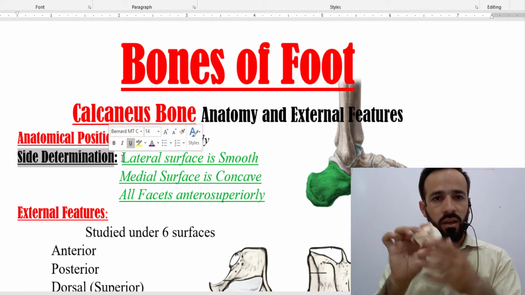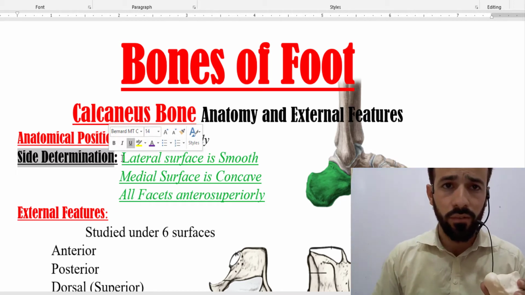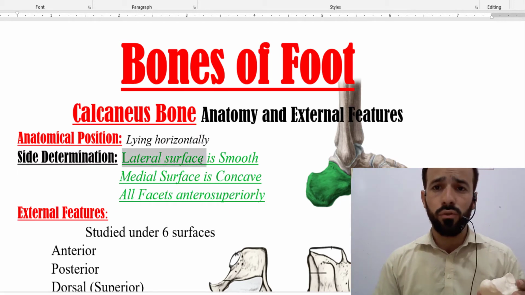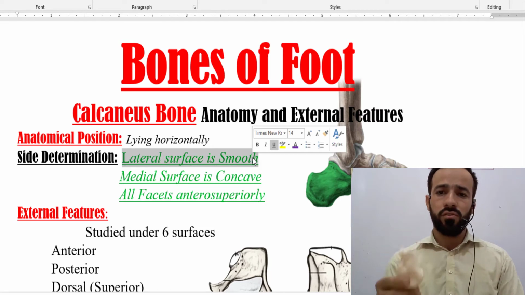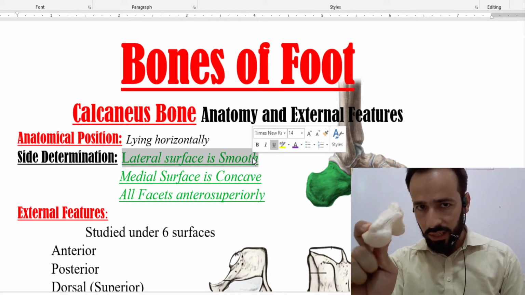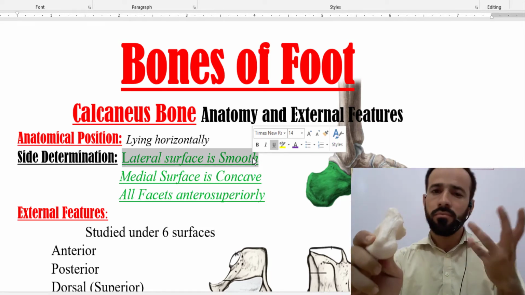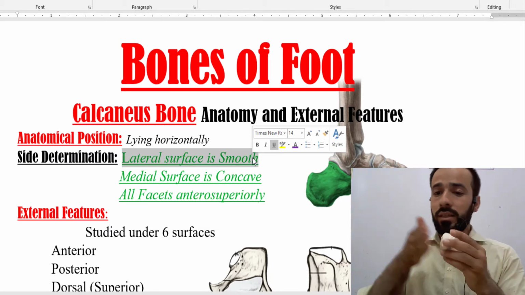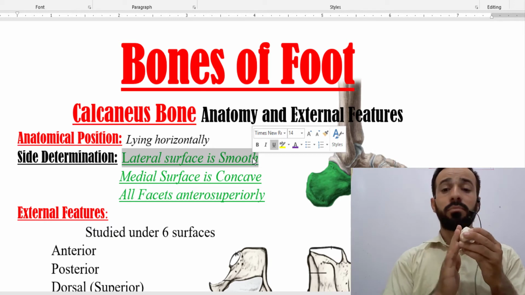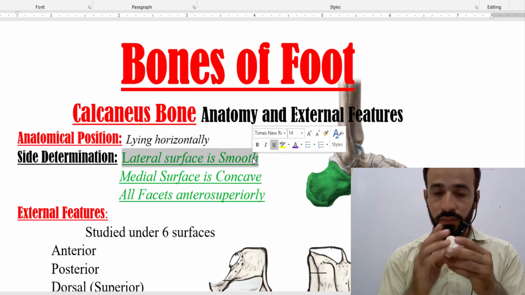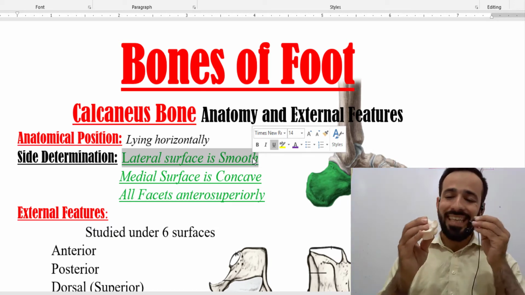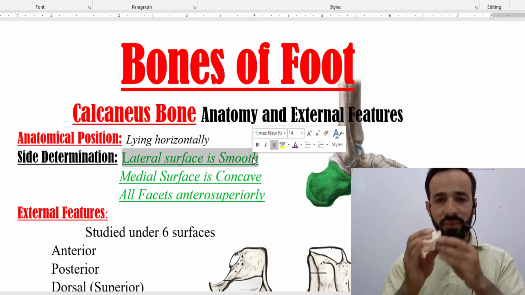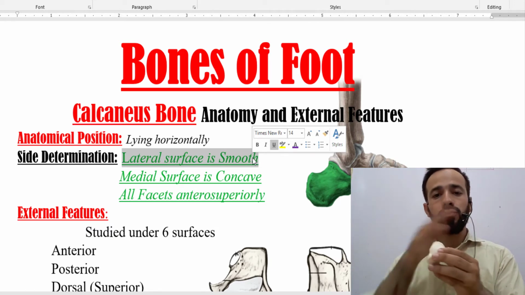Look carefully, as I have written on the screen, you can see the lateral surface is smooth. So if someone asks you whether it is a left or right calcaneus bone, for the side determination you should remember that on the lateral side of this bone there should be the smooth surface, and the surface which is concave will be medial. This shows the right and left.